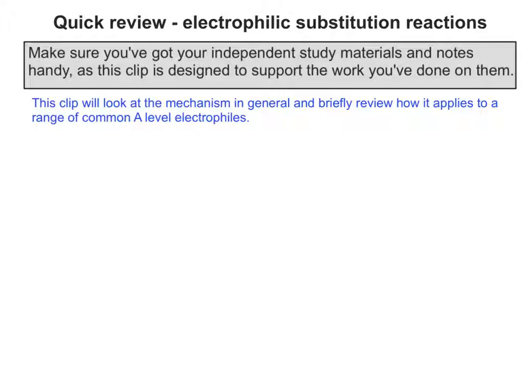What we'll do is look at the mechanism itself in general and briefly go into a range of common A-level electrophiles and reactions.